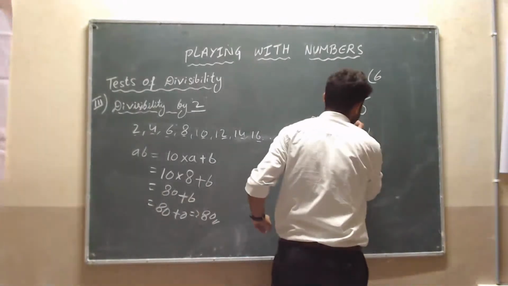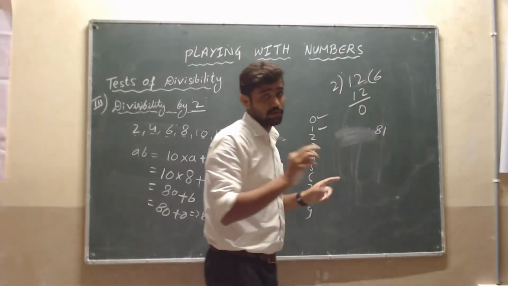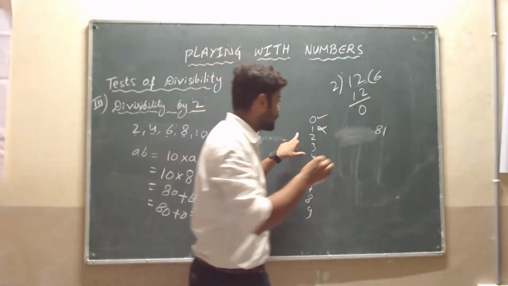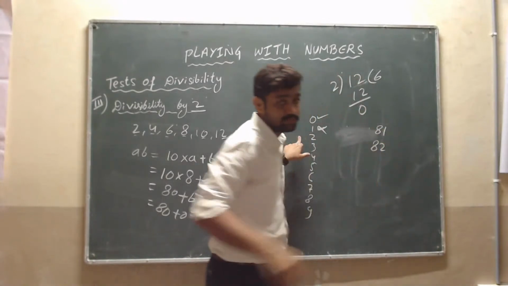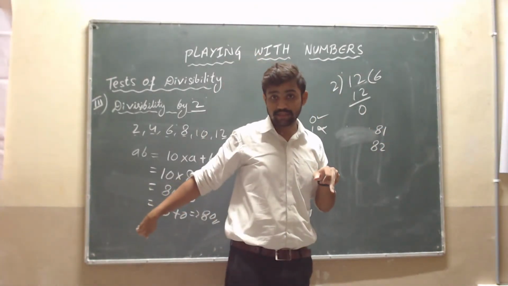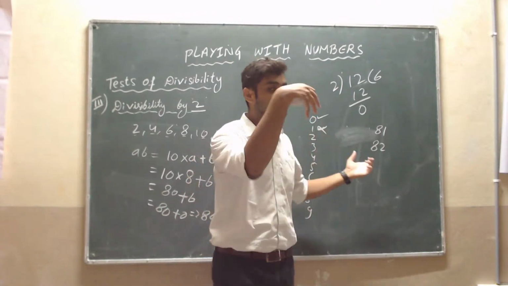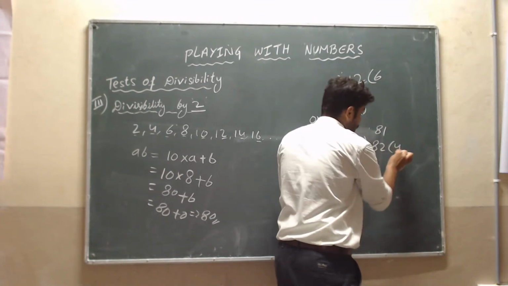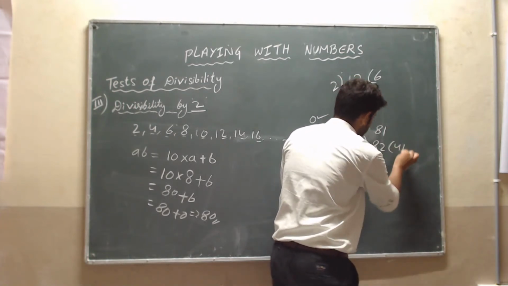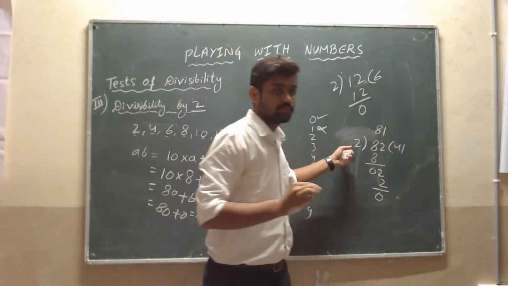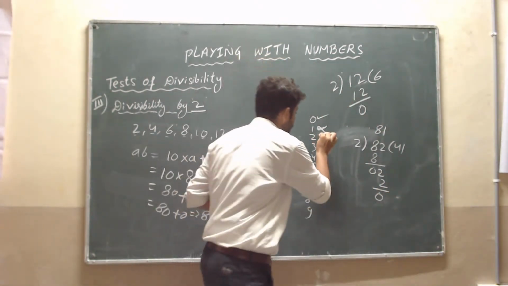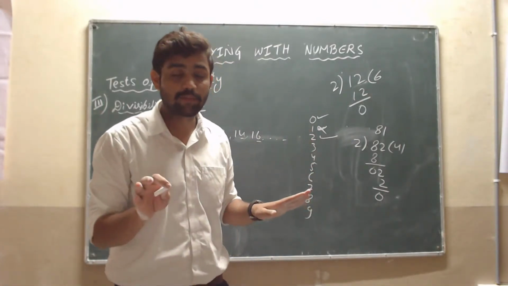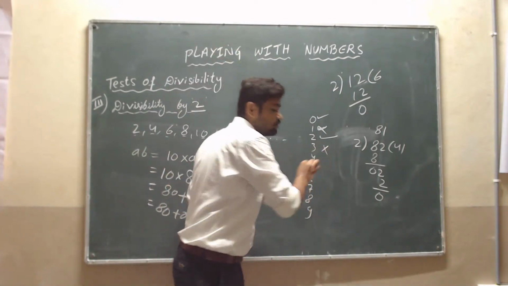Is 81 easily divisible by 2? No, sir, the remainder is 1. Then it is wrong. Then take 2, it becomes 82. Don't be confused. 82 is easily divisible by 2. Check it: 2 fours are 8, then 0 and 2, 2 ones are 2, so the remainder is 0. Then take 3, it becomes 83. It is not divisible by 2, so it is wrong.